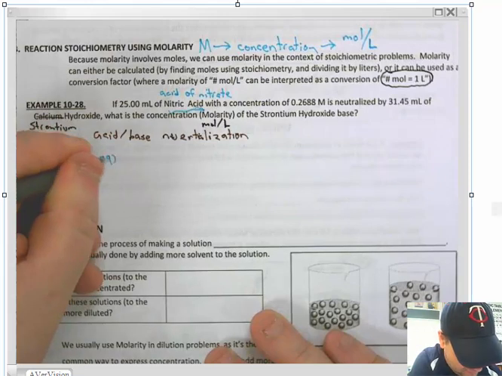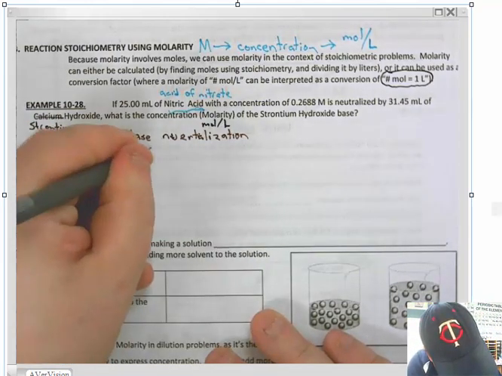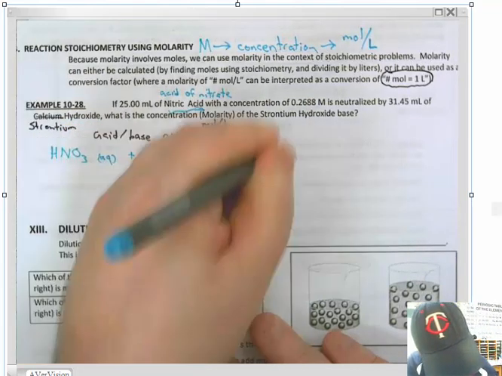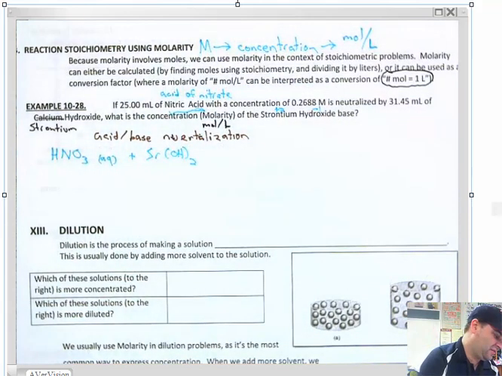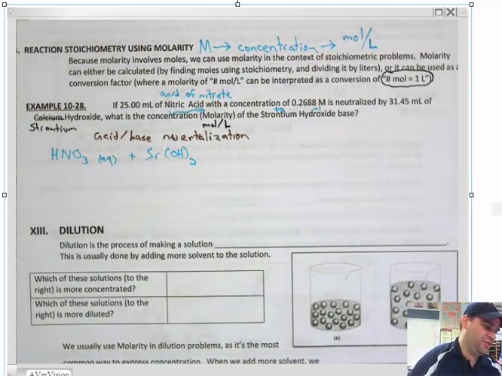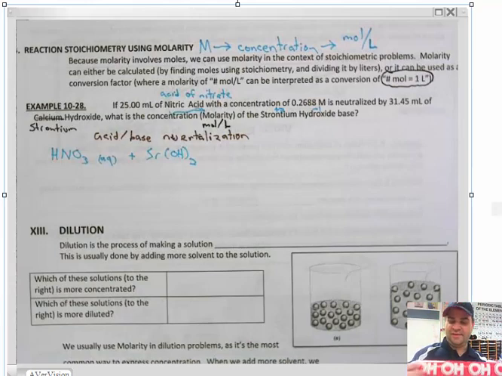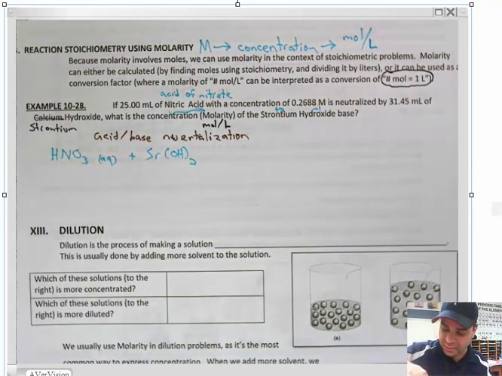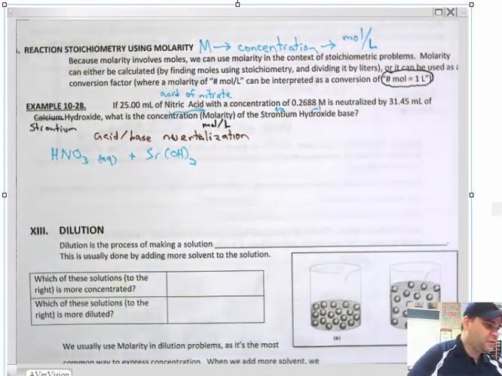This is aqueous, plus strontium hydroxide, Sr(OH)2, +2 and -1. Remember, you always have to write the compounds correctly, right? And we do remember hydroxide is OH-. Look, I found hydroxide paper. I need to put some minuses up here so that it's hydroxide, but I found hydroxide paper. Awesome, huh?